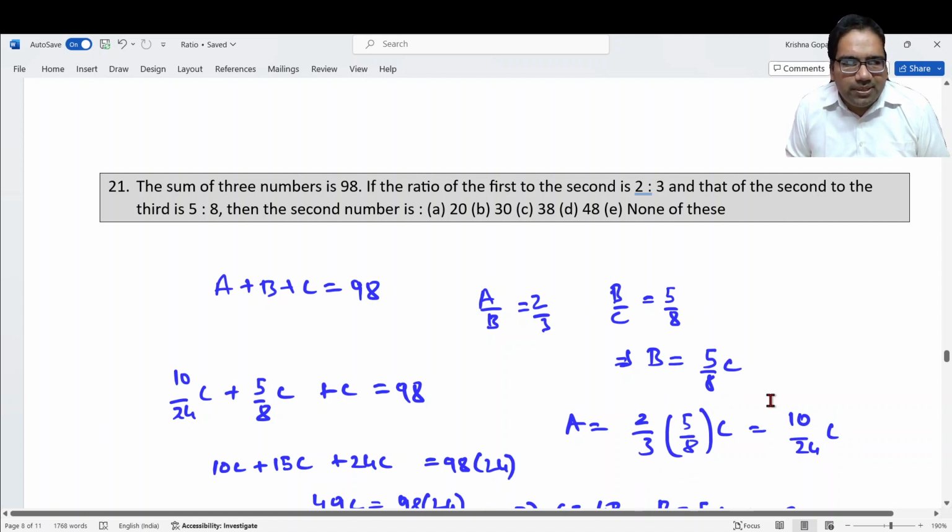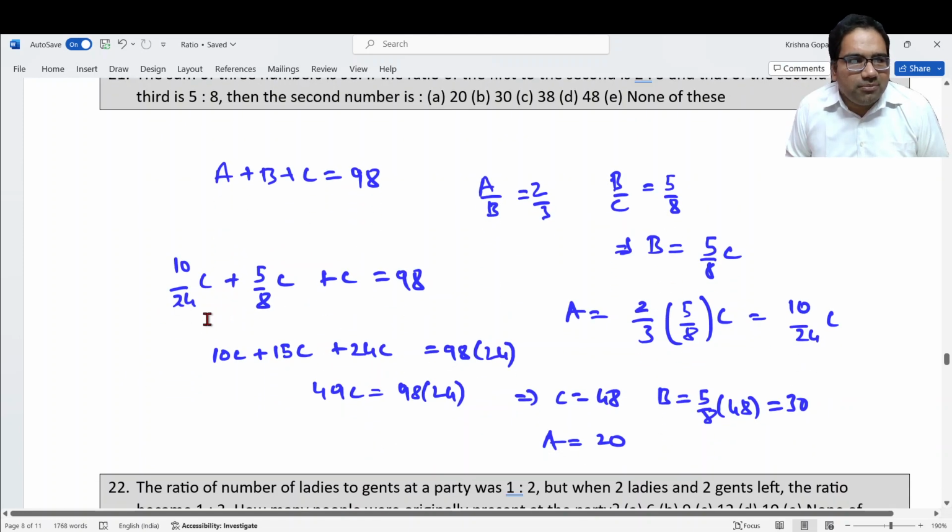Let's substitute these A, B, C in this equation. A plus B plus C equals 98. That means 10 by 24 C is A, 5 by 8 C is B, plus C equals 98. We'll simplify. 24 is a common denominator. 10C plus, 8 goes into 24 three times, 3 into 5 is 15, plus 24 into 1 is 24, equal to 98 into 24. 24 plus 15 plus 10 is 49C. 49C is equal to 98 into 24. C is equal to, 49 goes 2 times, 2 into 24 is 48. Okay, C is equal to 48.